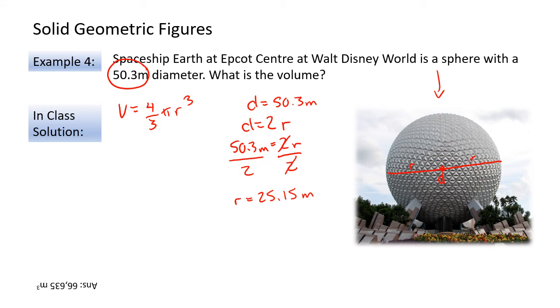So now that we have it, we can simply substitute it into our equation. Our volume is equal to 4/3 times pi times 25.15 cubed. And if you calculate that out, you get 66,635 meters cubed. So a very large volume for this dome.